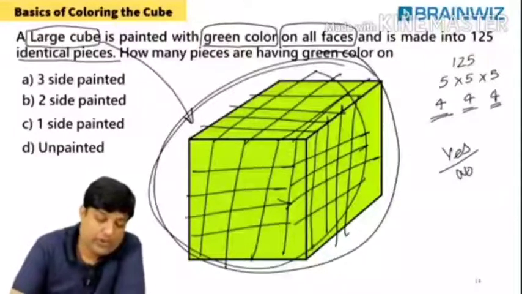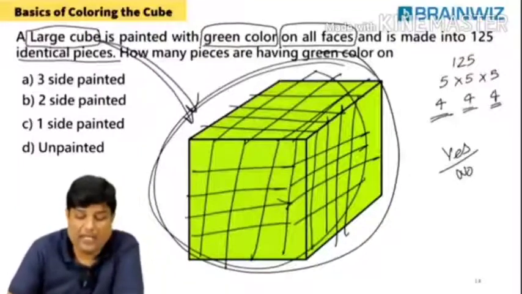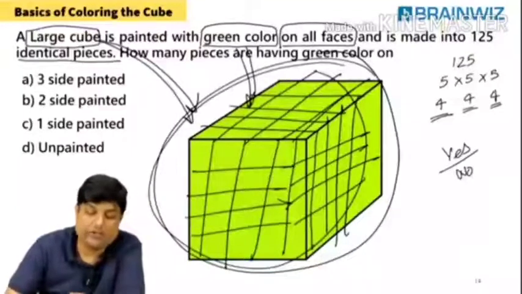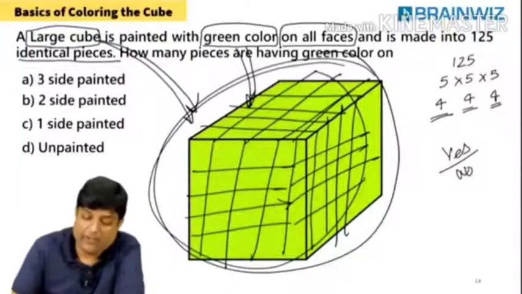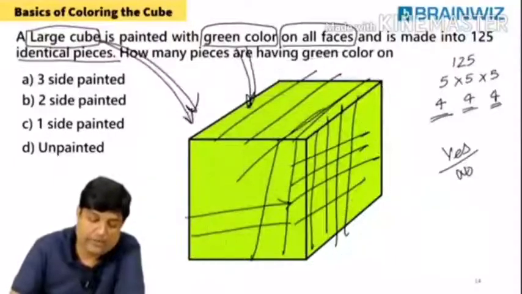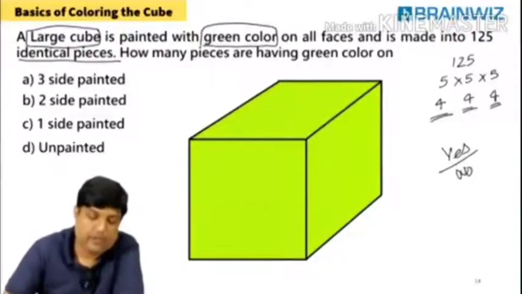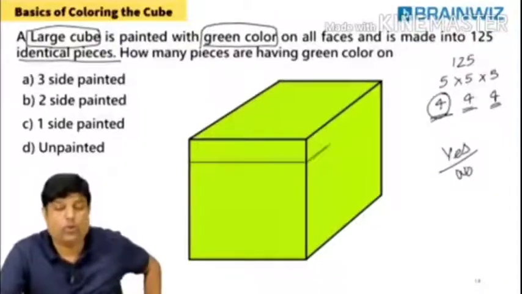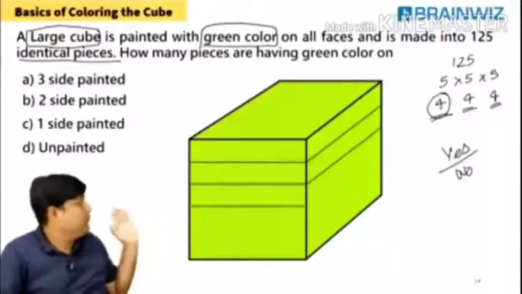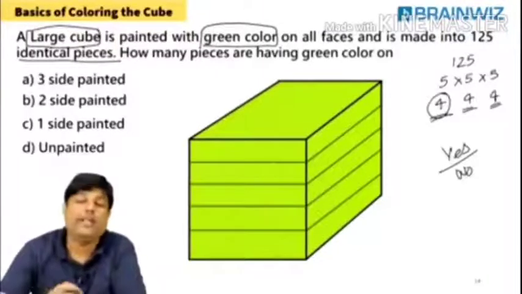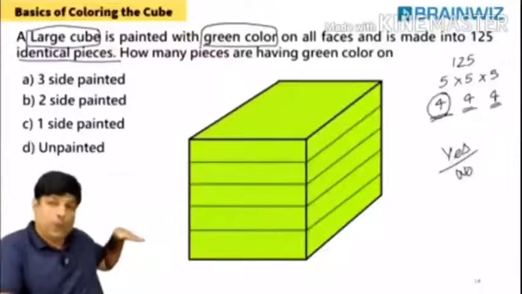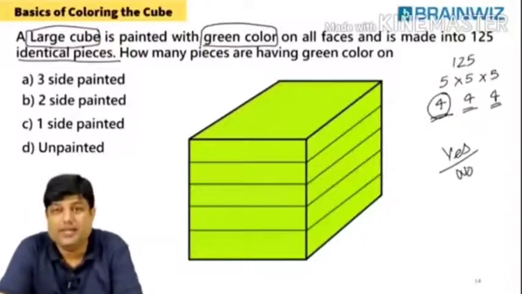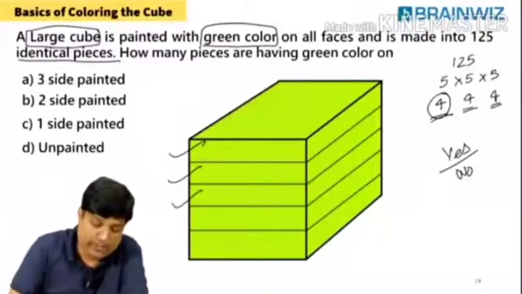Following, everybody? You took a large cube. Yes, I've taken a large cube. You took green color. I took green color. You have to cut 125, but your cutting is not proper. Okay, let's try to make the proper cutting. Let me introduce 4 cuts on the x-axis. Look, 1, 2, 3, 4. Tell me how many cuts on the x-axis, students? 4 cuts on the x-axis.